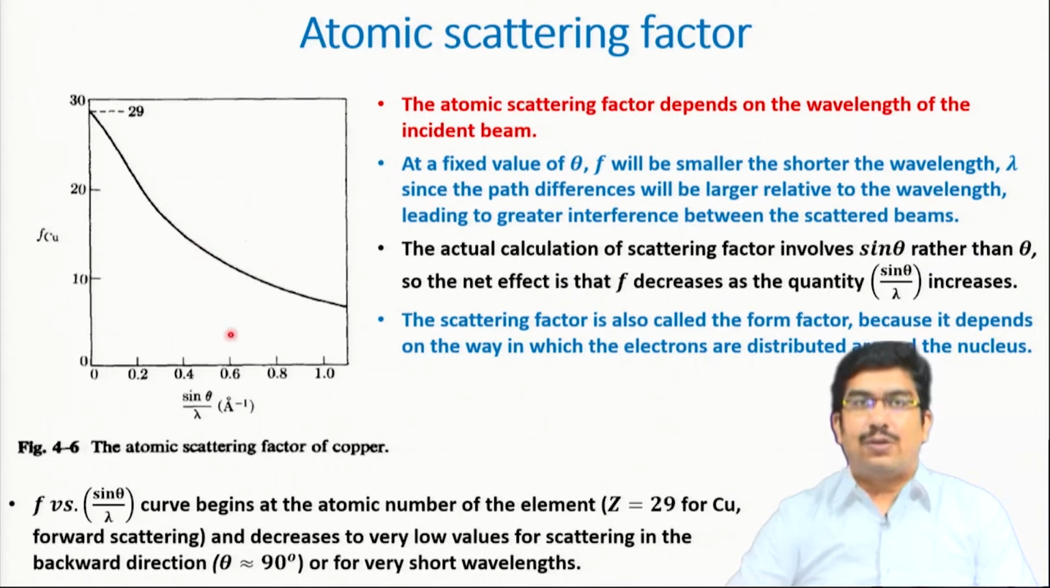So, these two terms together, sin theta by lambda, dictate the atomic scattering factor. The atomic scattering factor is highest in the forward direction, where sin theta is basically 0, and then it decreases continuously as sin theta increases. In the backward direction, where theta equals 90 degrees, the atomic scattering factor is also very low, and it can also be very low for very short wavelength. So, this is the kind of relationship that the atomic scattering factor shows with sin theta and lambda. This we saw in the last class.